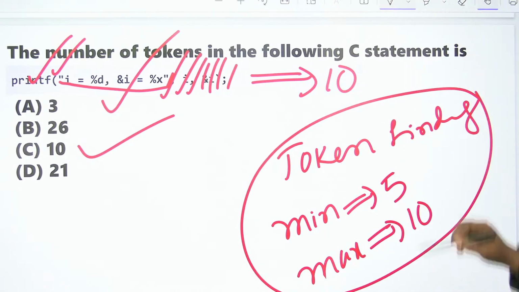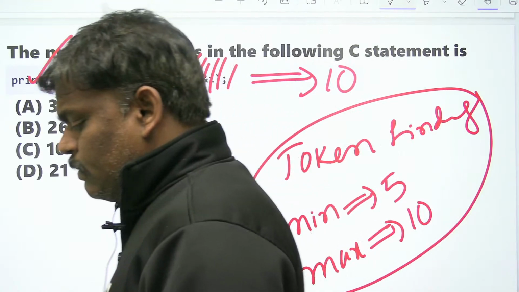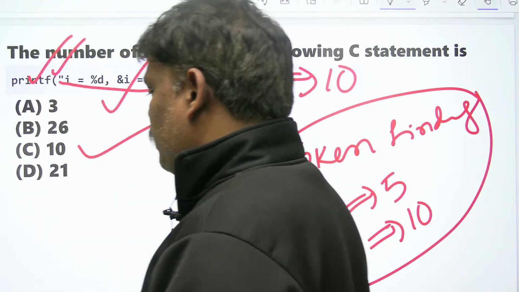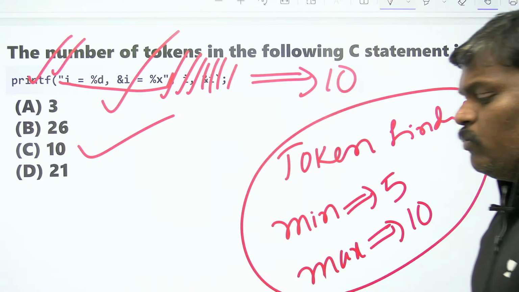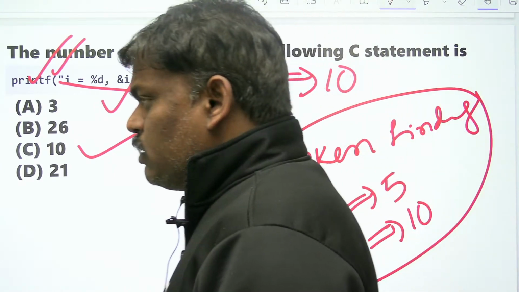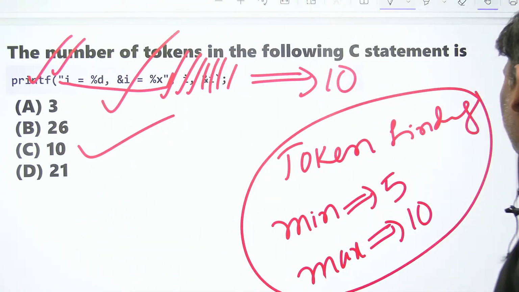Token finding, minimum 5 problems practice, maximum 10 problems. Please practice 5 to 10 problems. This is one of the topics you have to study in compiler design, which is also very easy. This is one of the problems in compiler design. It is very easy also, please follow this.